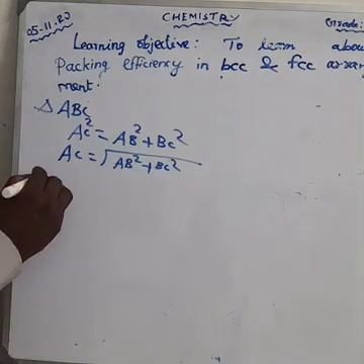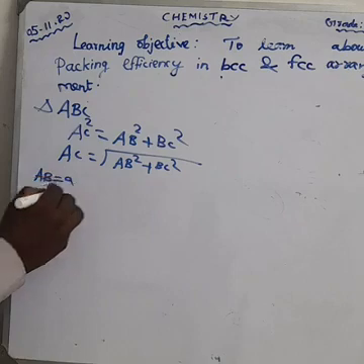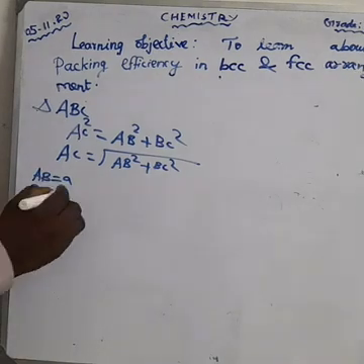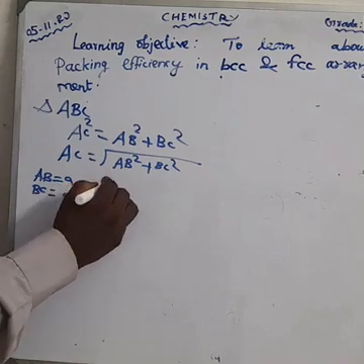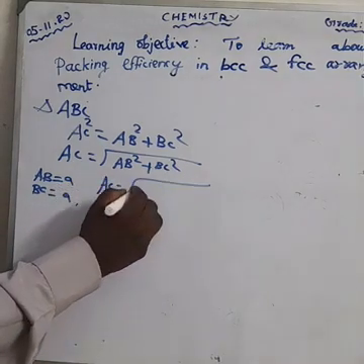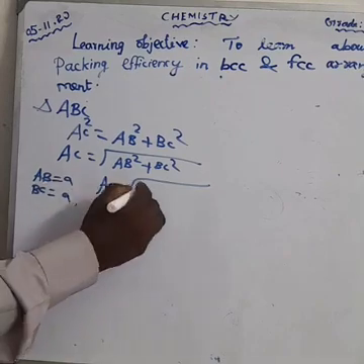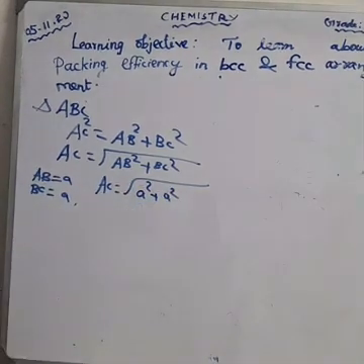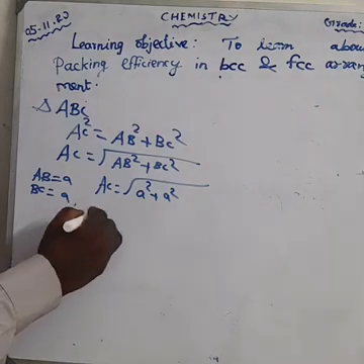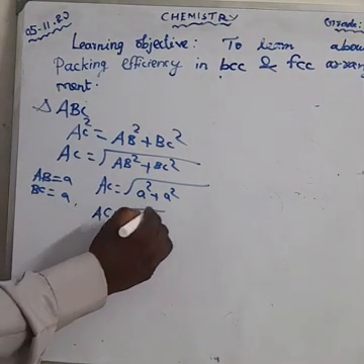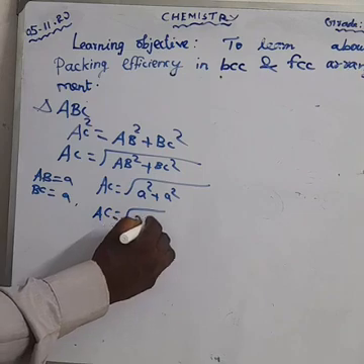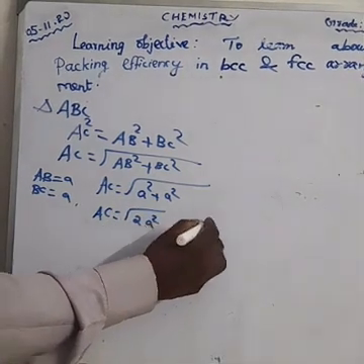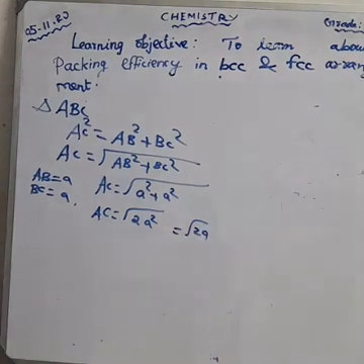The AB is equal to value A and BC is equal to value also A. So what is the answer? AC is equal to root of A square plus A square. Okay? A square plus A square. So we get, what is the answer? AC is equal to root of 2a square. That is equal to root 2a. This is the first answer.